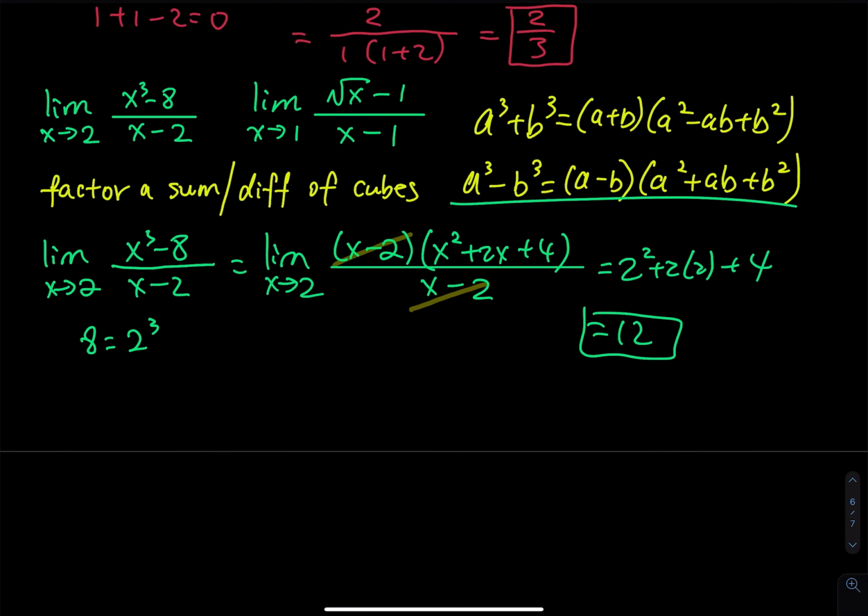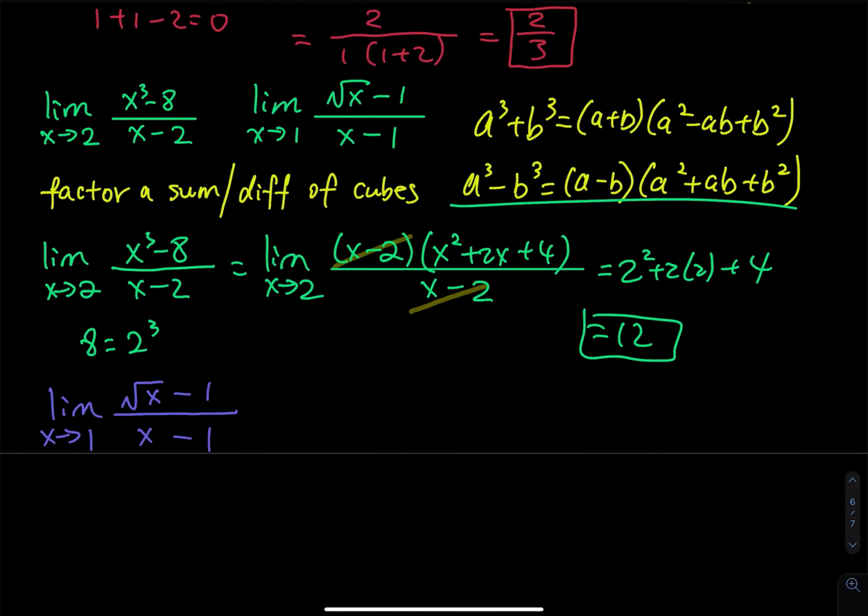So the final problem is you have the limit as x approaches 1 of square root of x minus 1 divided by x plus 1. I mean x minus 1. This, you have to use the conjugate. So let me write the conjugate in a different color. What is the conjugate? Listen, you have to look at where the square root is. So this time the square root is on top, right?